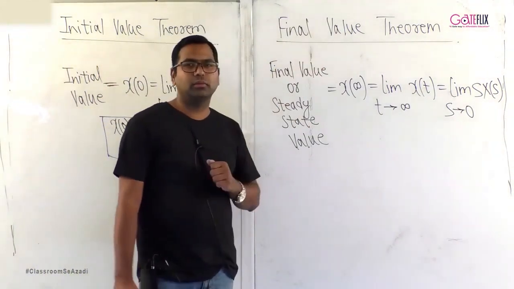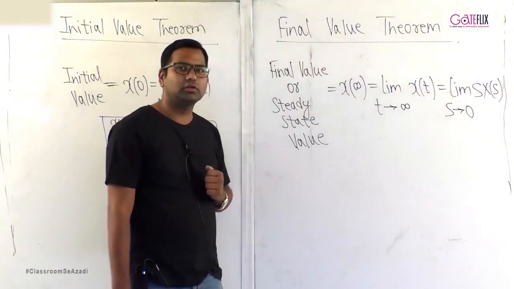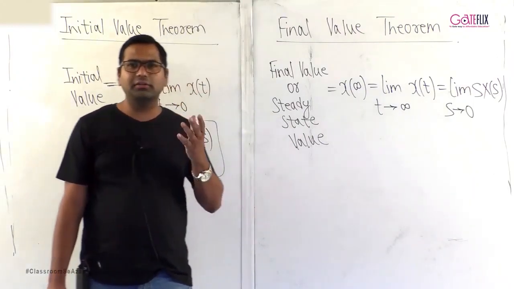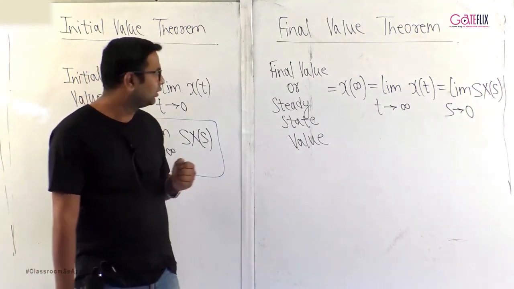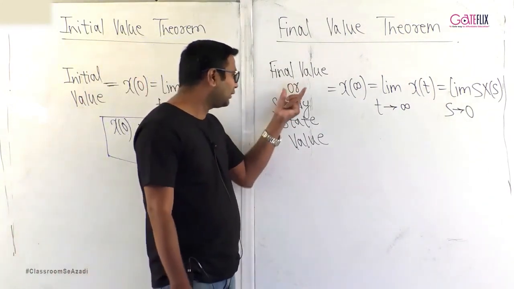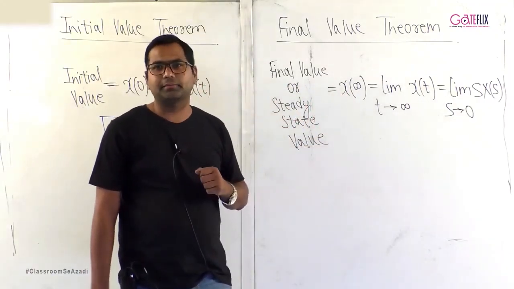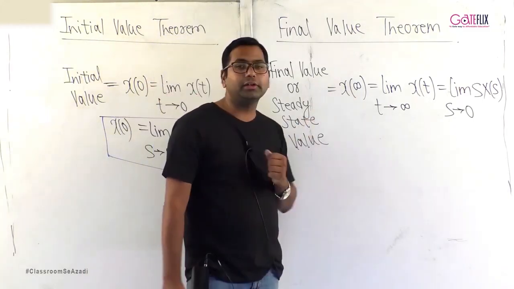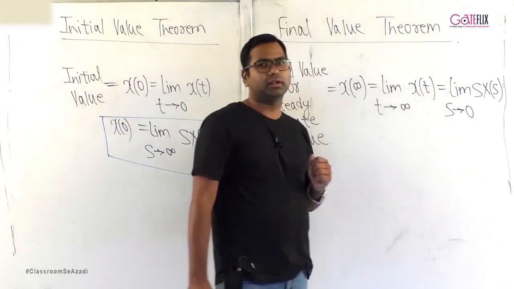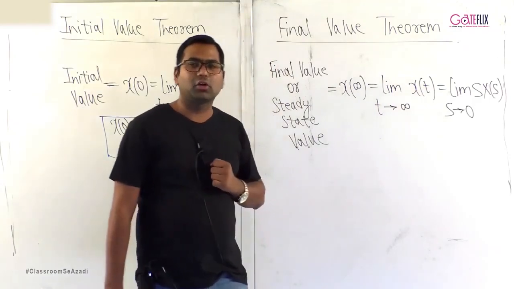Similarly, the final value theorem helps us to calculate the final value of the signal. The final value of the signal is also called the steady state value. So, in a question sometimes they are not writing final value, they are writing steady state value. Whether it is final value or steady state value, it is one and the same thing. The final value or steady state value is the value of x when time t goes to infinity. This is represented as x of infinity, or it is also represented as limit t tends to infinity x of t. It means we are trying to calculate the value of the signal as time t becomes infinity.